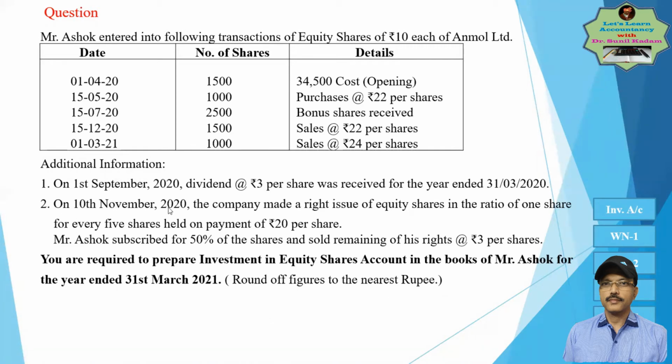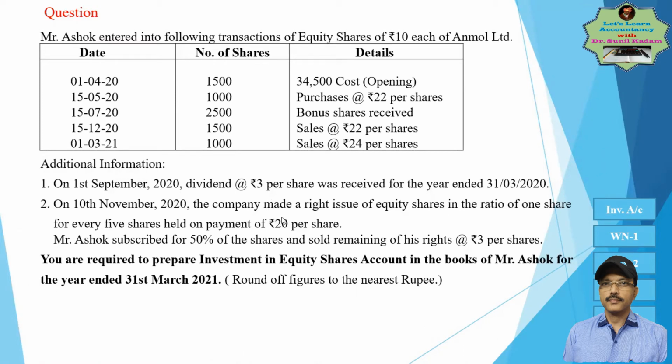So on 10th November, the company made a right issue of equity shares in the ratio of 1 share for every 5 shares held on a payment of rupees 20 per share. 20 per share will be paid, right issue. When there is a bonus issue and a right issue: in a bonus issue, nothing will be charged by the company. The shareholders don't have to pay anything. But in a right issue, the shareholder has to pay the demanded amount. The amount was 20 per share. They will pay it.